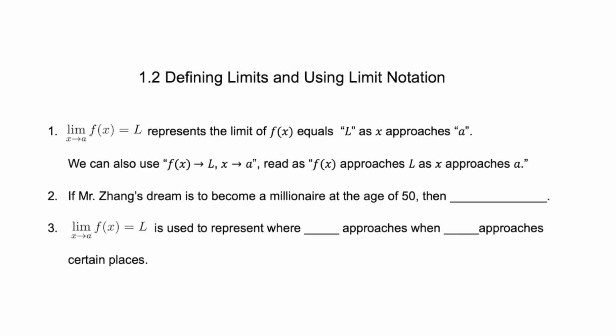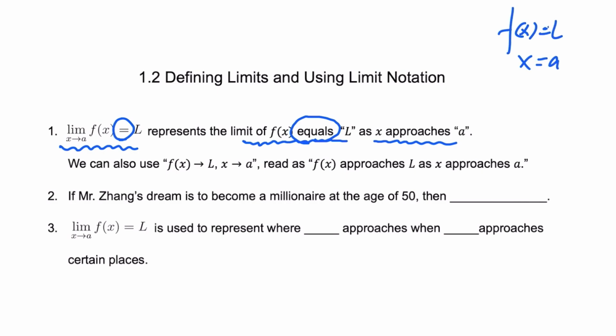This video is about a definition of a limit, and this is what the limit notation looks like. We read it as the limit of f of x equals L as x approaches a. Most of the students got confused by this limit notation because of the word equal here. They look at this equal sign, they look at this word equal, they thought this limit notation must have something to do with f of x equals L or x equals a. But actually, our limit notation has nothing to do with them.